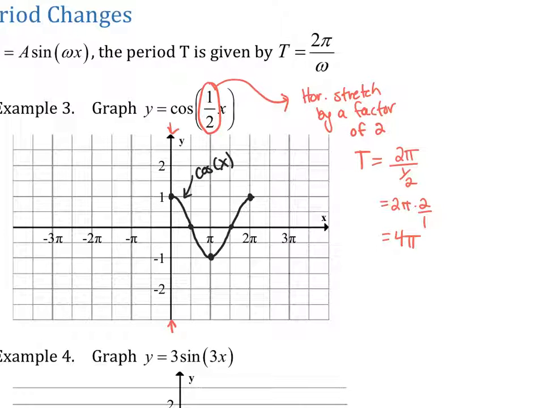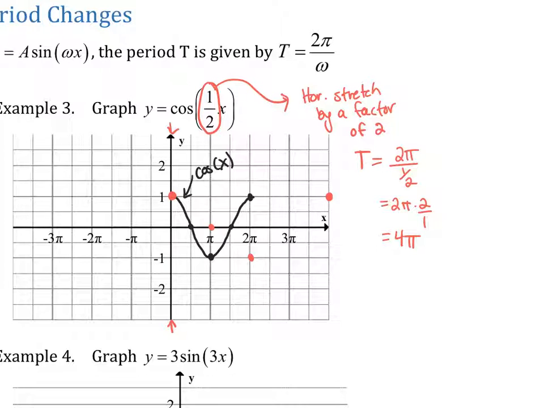So this 2 pi is going to stretch by a factor of 2 to go all the way out to 4 pi. This pi is going to stretch by a factor of 2 to go out to 2 pi. Now this y-intercept is not going to change. That was stretching my maximums and minimums. The midlines are always going to happen halfway between those maximums and minimums.